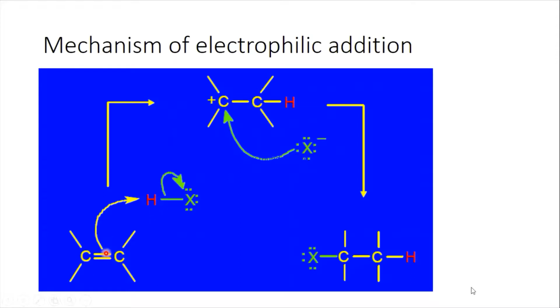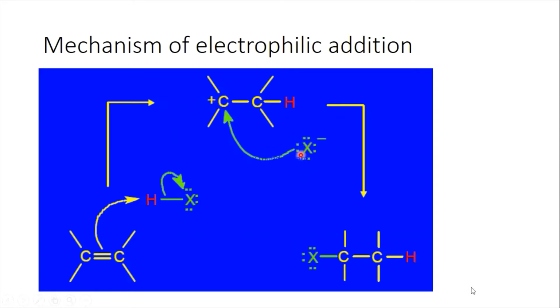This C=C double bond is very rich in electrons. So this hydrogen is attracted to the C=C double bond in such a way that it gains some electrons, and this causes the breakage of the C=C double bond, as in this case. So the H forms a bond with one of the carbons, and the other carbon is left with a partial positive charge.